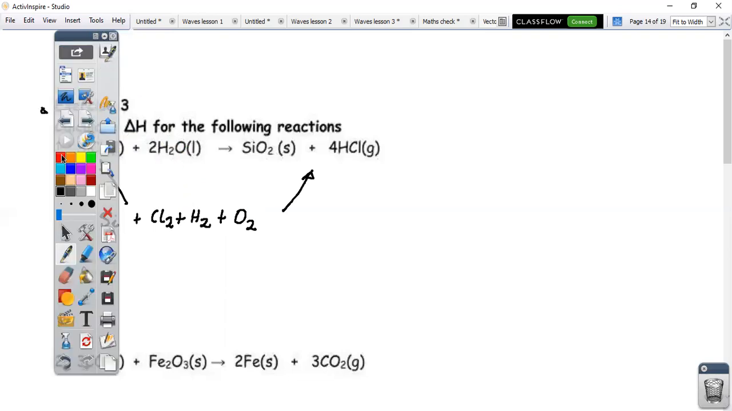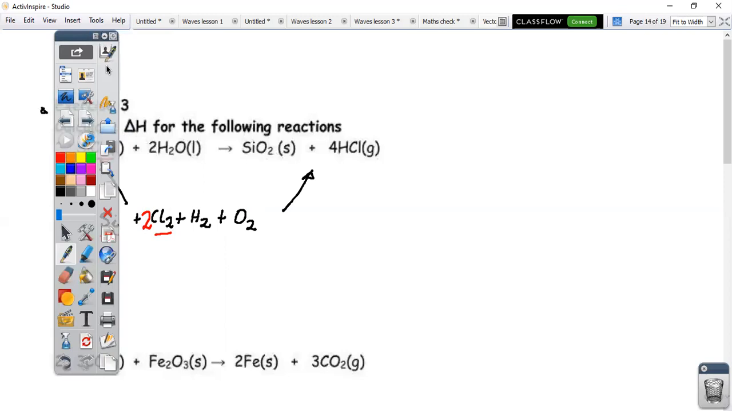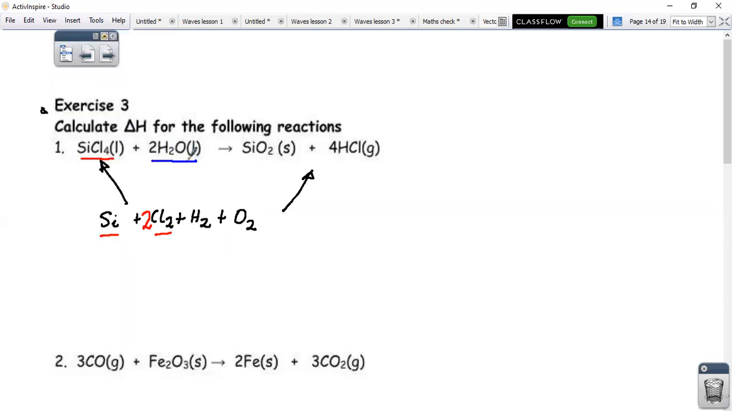Let's just break this down because it gets confusing, okay? Let's just concern ourselves with this first. And all you need is silicon plus 2 moles of Cl2. Do you agree? Then let's concern ourselves with the formation of water. What am I going to need? You're going to need H2 plus O2.